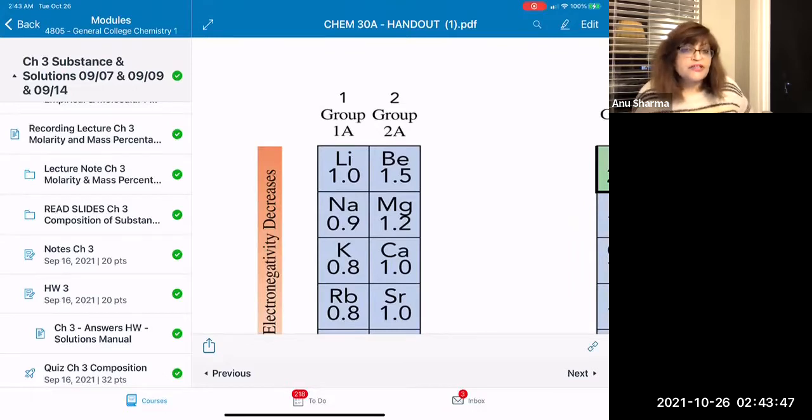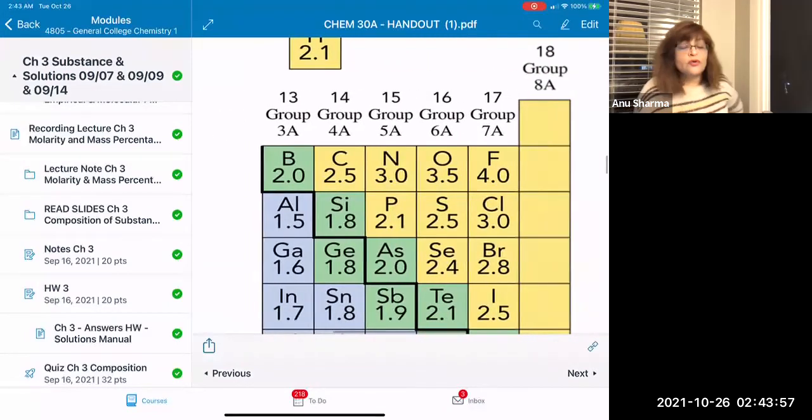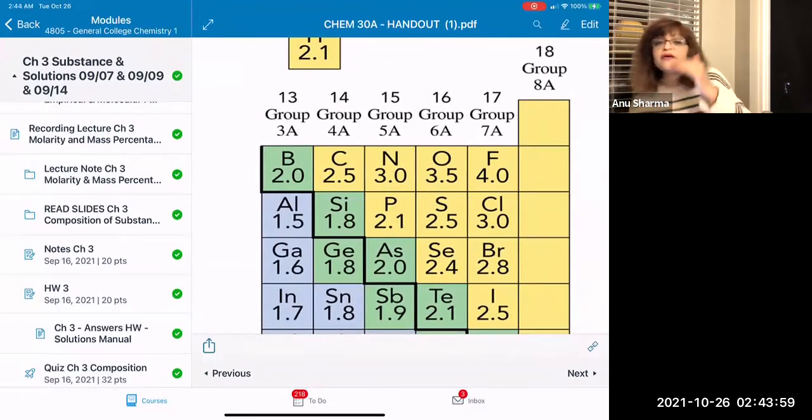Look at beryllium, magnesium, calcium, strontium. Beryllium 1.5, magnesium 1.2, calcium 1.0, and strontium 1.0. So the electronegativity is getting lowered when you go down the periodic table.